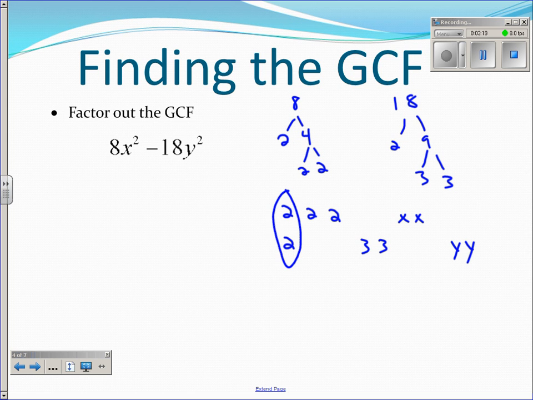What's the same in both? We have a 2, so my GCF is 2. Multiply my 2 times 2 is 4. X times x is x squared. Bring down my minus. 3 times 3 is 9. Y times y is y squared. And distribute the 2 to make sure we got it correct.